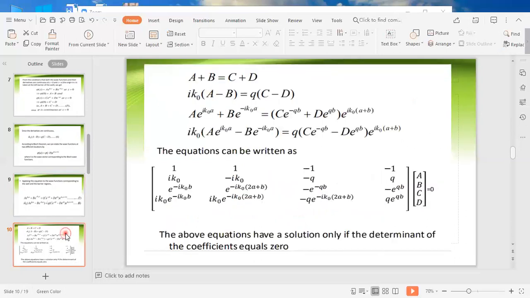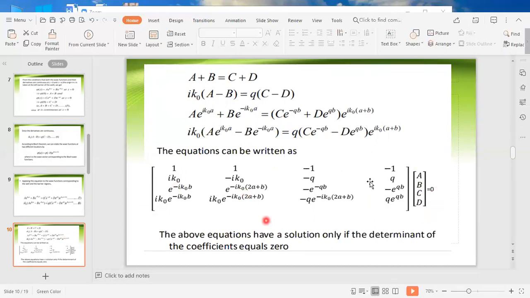Right. Now we got a set of 4 equations. a plus b is equal to c plus d. As you can read, the first 2 equations are by applying the boundary conditions, and the next 2 are by applying the Bloch theorem. Right. So we get a set of 4 equations, and we can write it in matrix form by taking the coefficients like this, multiplied by A, B, C, D equal to 0.